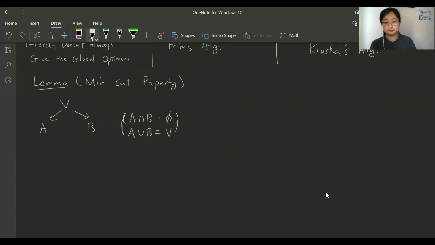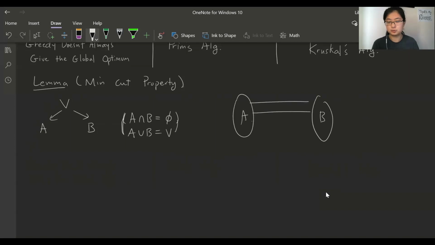These are vertices. Okay, and I look at all the edges. So this is A, this is B. These have some vertices in them, and I look at all the edges that go in between A and B. So these are all the edges that have endpoints, one of them in A, one of them in B, and I claim that whatever is the shortest one will be in a minimum spanning tree. So again, we take all the edges that go between A and B, and we claim that the shortest edge will always be in the minimum spanning tree.